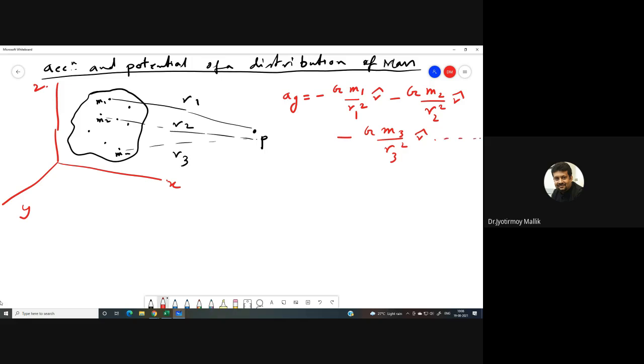Okay. Similarly, I can write down for UG, that is the gravitational potential. You remember we will not have a R square. Rest of it will be the same. So minus G M1 by R1, and so on and so forth.